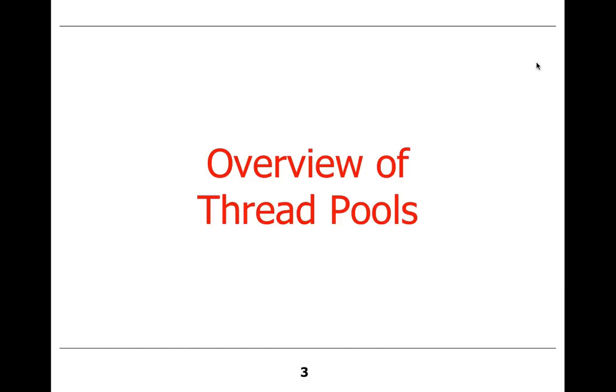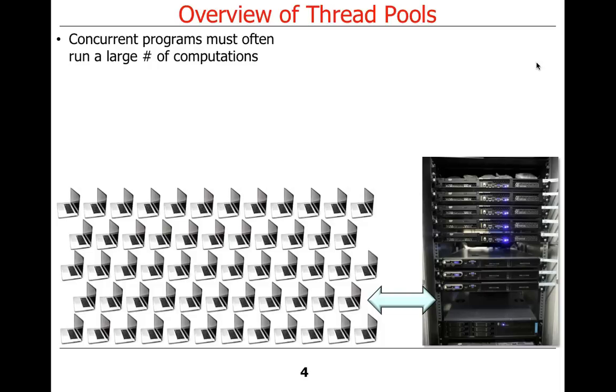OK, so to understand the motivation for this stuff, let's start out by talking about thread pools. So concurrent programs often have to run a lot of computations. If you think back to the discussions we had about the thread gang, we had lots of threads that needed to run to do various kinds of work. You might have a web server that has to be able to handle a large number of clients, and so on and so forth.